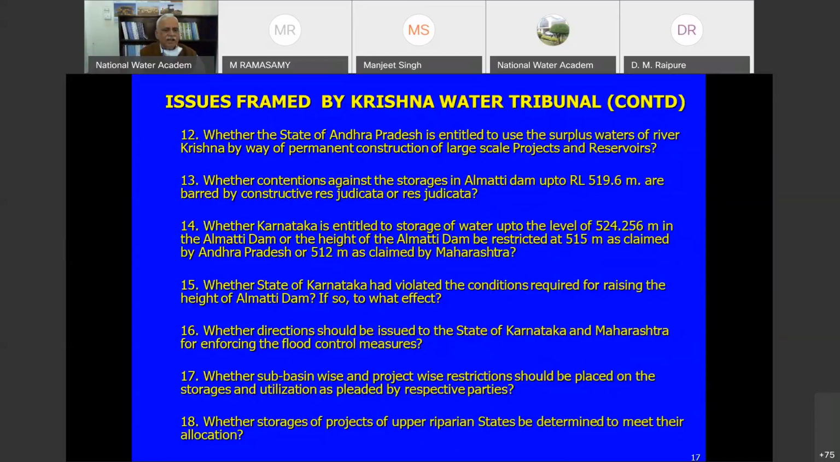Issue number 15, whether the state of Karnataka had violated the conditions required for raising the height of Almatti Dam, if so, to what effect? Issue number 16, whether a direction should be issued to the state of Karnataka enforcing flood control measures. Issue number 17, whether sub-basin wise and project wise restriction should be placed on the storages and utilizations as pleaded by the respective parties. Issue number 18, whether the storages of projects of upper riparian states be determined to meet their allocations.